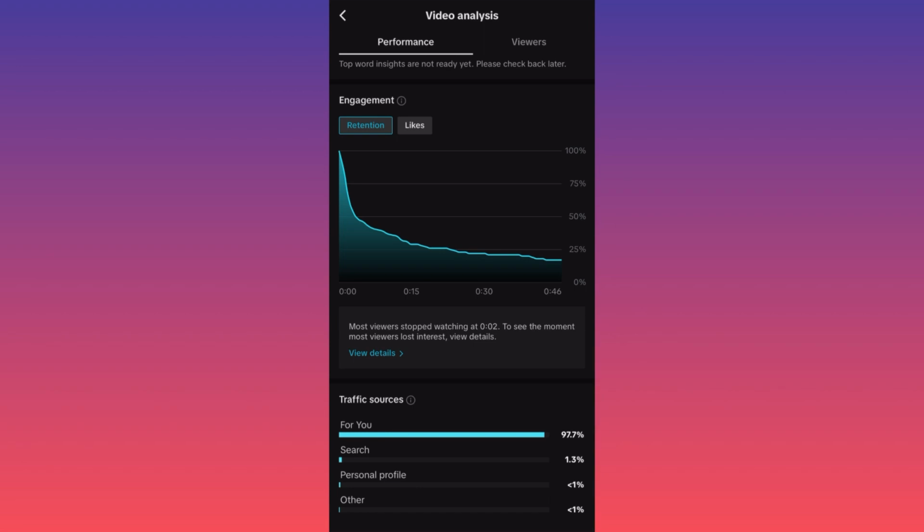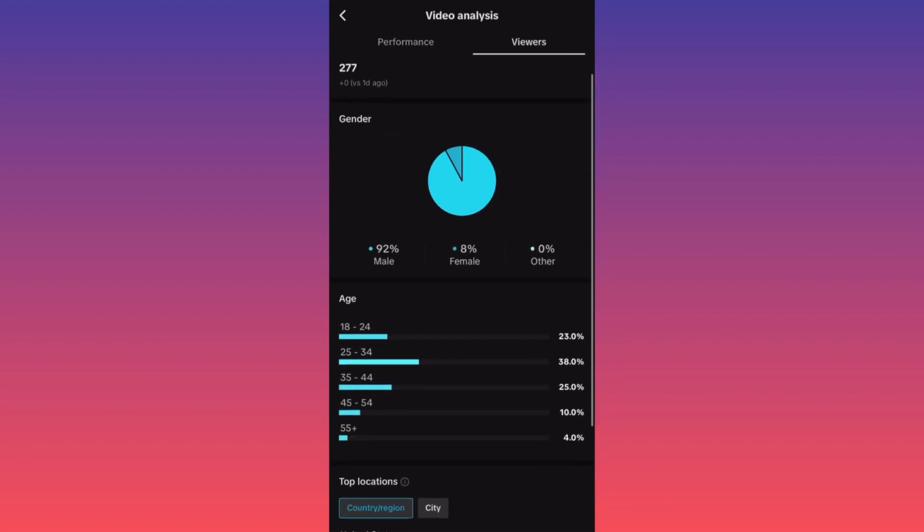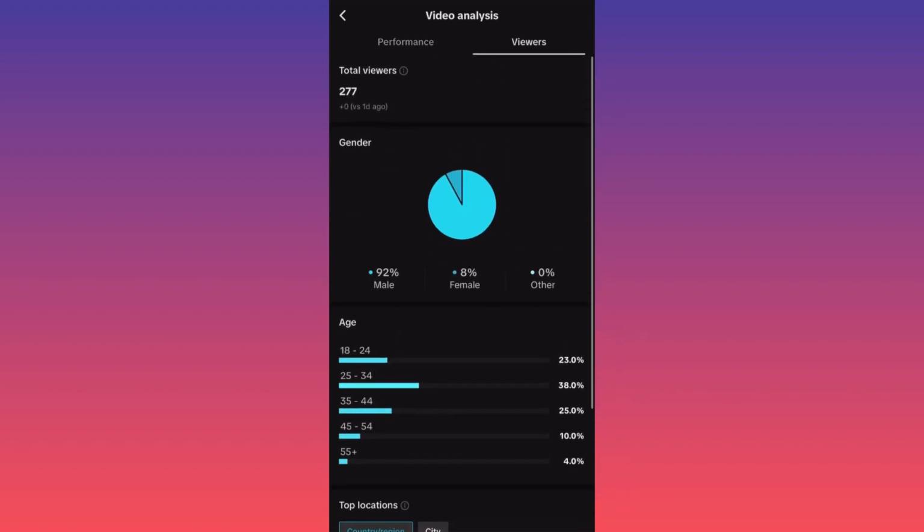The last option over here is the traffic source: where your viewers found the video, watched the video, and how the video was promoted or served on the platform. As you can see, 97.7% comes from the For You page. This is the recommendations, what TikTok essentially recommends people to watch on their feed, people who are not following me.